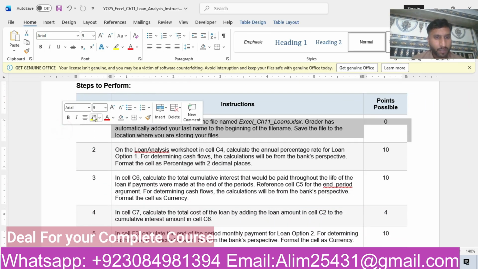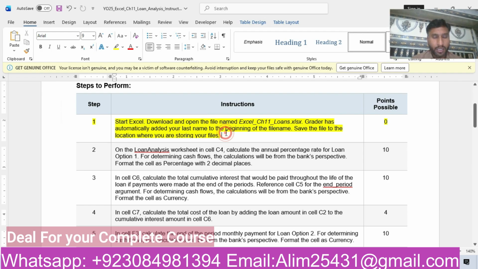I will start from the first step. I am doing this assignment step by step, so by following these steps, you can complete your work. I am going to do my first step. Start Excel, download and open the file named Excel Chapter 11 Loans. Grader has automatically added your last name to the beginning of the file name. Save the file to the location where you are storing your files.